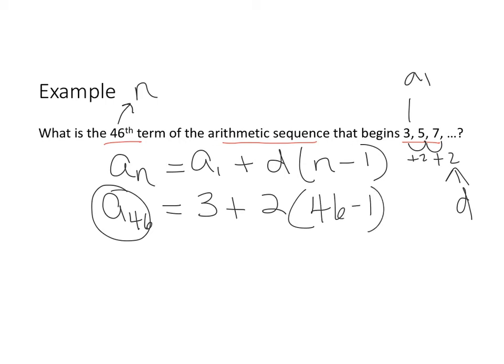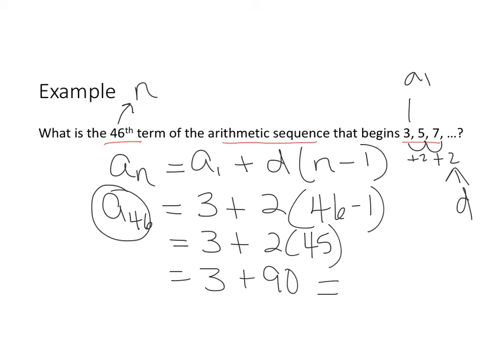So all I do is plug this information in. So 3 plus 2 times 45. And 2 times 45 is 90. So the 46th term in this sequence is 93.